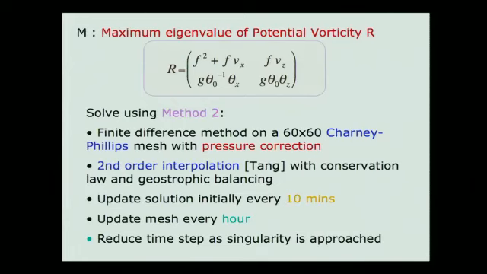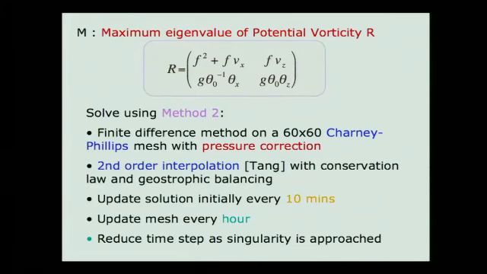Okay, so how do we discretize this? Well, the monitor function that we use is based on our old friend, potential vorticity. So we take the PV matrix and take the largest eigenvalue of that. Because we're always computing in the computational domain, everything's regular as hell. It's nice and simple. We can just use finite difference. So we use finite difference on a Charney-Phillips mesh in the computational domain with a pressure correction step at each iteration to enforce incompressibility.